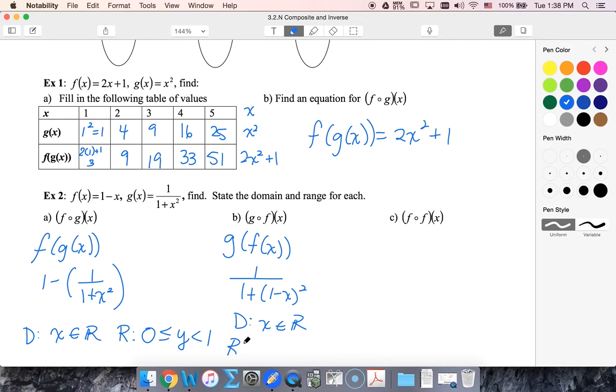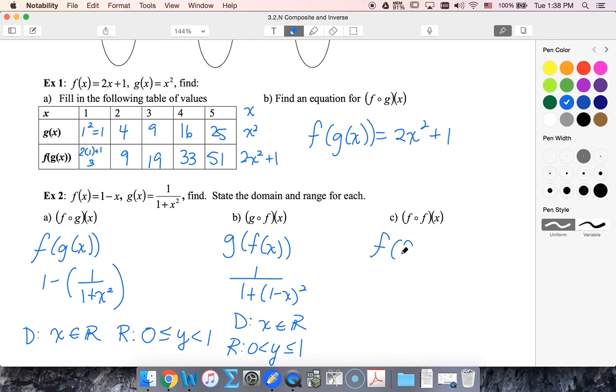Now this time with my range, 0 is the smallest that this quantity will be because I'm squaring it. So 1 plus 1 plus 0 will equal 1, and that's going to be the largest value for my range, and 1 is included. The smallest value is going to be 0 for similar reasons to this one.